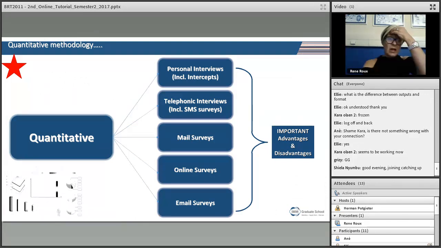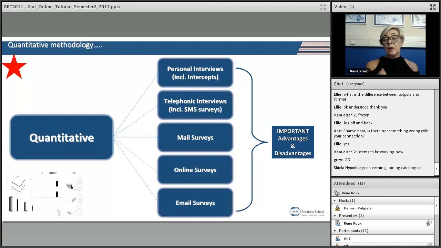The different methodologies are personal interviews, and with personal interviews, I mean there's an interviewer who will ask someone else a question face to face. That includes the intercepts in malls, when people walk out of the shop and someone approaches you with a clipboard and asks if they can ask you a few questions. So it's personal. There's an interviewer, and face to face, they will ask someone else the questions and complete it on the questionnaire. Then there are telephonic interviews, where the interview happens over the telephone.